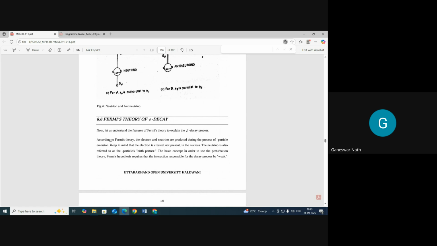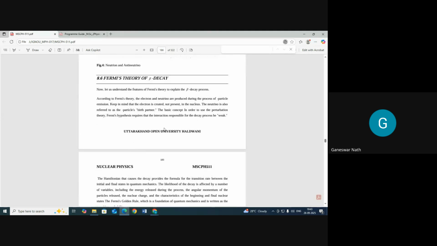So what is the Fermi theory? According to the Fermi theory, the electron and the neutrino are actually produced during the process of beta particle emission. So keeping this in mind, the electron is created but is not present in the nucleus. The electron is not present inside, but it is created, and that creation of the beta particle gives rise to beta decay. The neutron is also referred to as a particle partner, and the basic concept is to use perturbation theory.